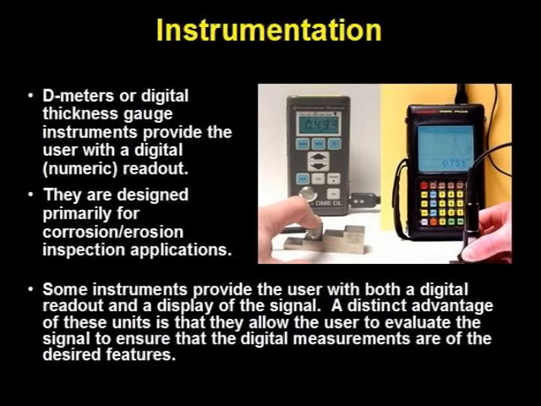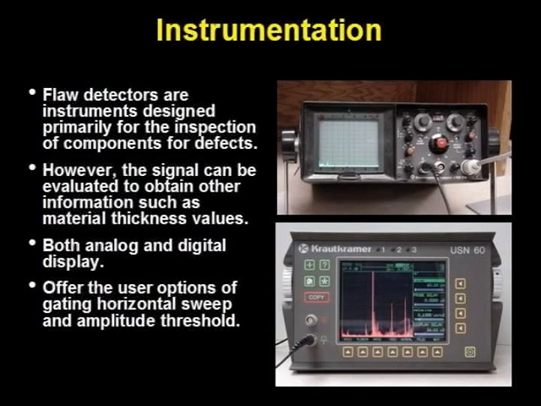Special purpose thickness gauges often use dedicated transducers and provide a digital readout. Many general purpose instruments also include a digital readout for the thickness measurement application. The simple gauges are often used for erosion or corrosion inspection.